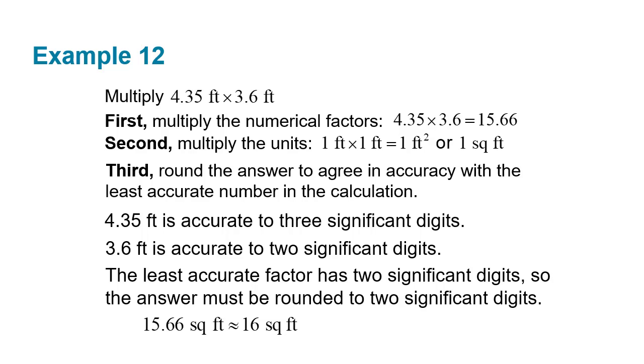And because our answer is 15.66, we now have to round to 2 significant digits, which means we're rounding to the ones place, right? 1 significant, 2 significant. So the 0.66, because the 6 here is bigger than 5, this rounds up to 16. And so our answer is roughly 16 square feet. That's as accurate as we can get because of what we're given.